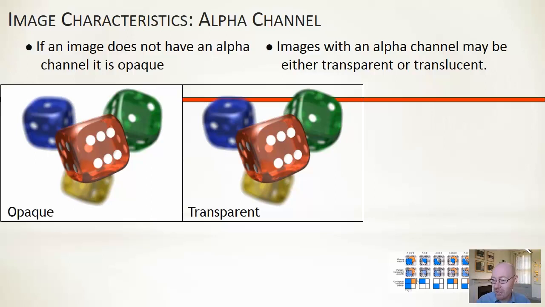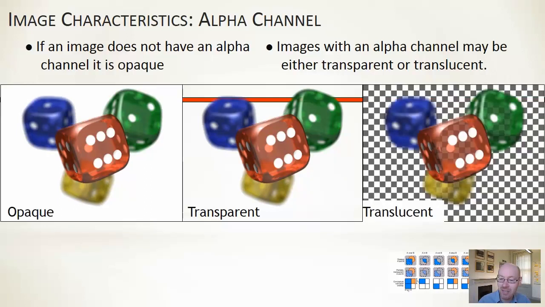You can also have translucent, and if you look here, for example, at the center of the red die, you can see the checkered pattern in behind. And for translucency, you can control how much of the background you want to have seep through and how much you want to have replaced with the image that you're drawing on top. So for things like clouds or some special effects, you'll want them to be drawn with a degree of translucency.